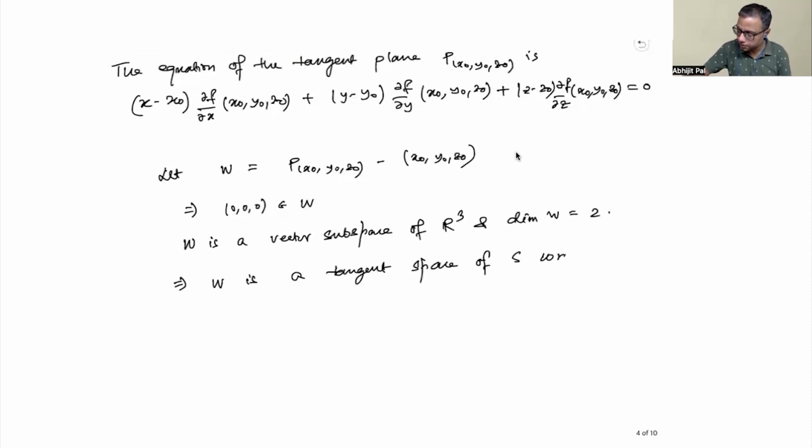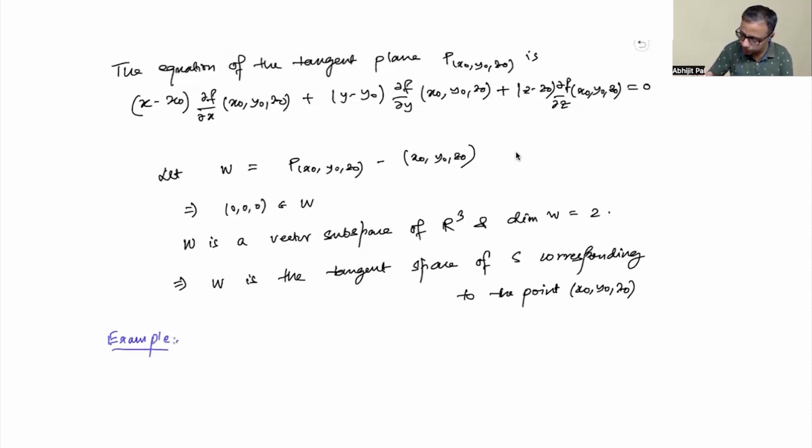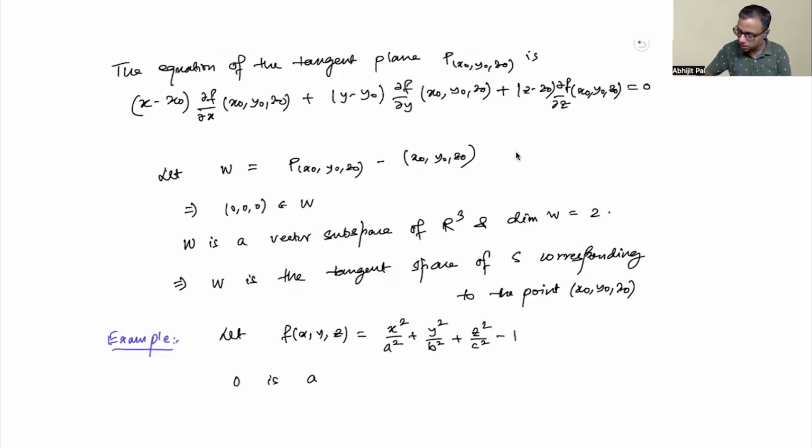So W is the tangent space of S corresponding to the point (x naught, y naught, z naught). Okay, got it. So for instance, as an example, let f(x, y, z) be equal to x square by a square plus y square by b square plus z square by c square minus 1. You can check that 0 is a regular value of this f.